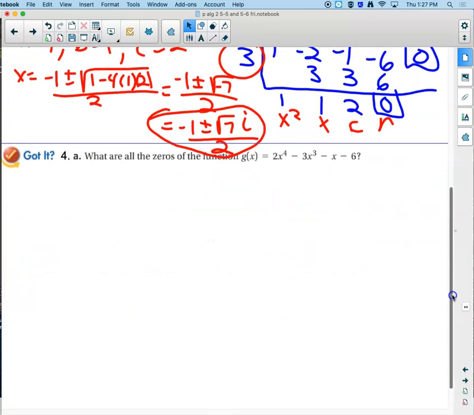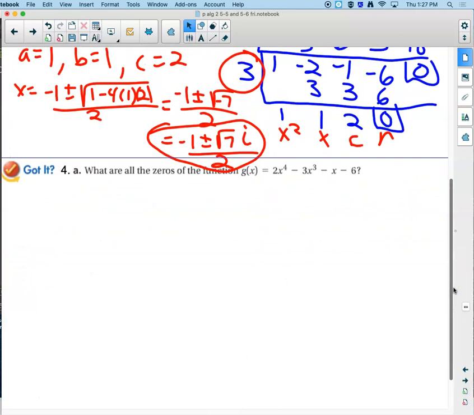Yesterday we had a couple of imaginaries, but we were able to just solve. You know, we didn't have to do anything like the quadratic formula to get those. But do keep in mind, the quadratic formula is only for quadratics. You have to have a 2 as the highest power of your degree in order to be using the quadratic formula.